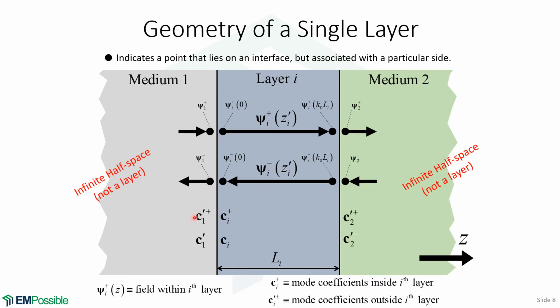We have our mode coefficients for this medium 1. We have our mode coefficients for this medium 2. And likewise, the psi here represents the fields immediately at the interface. We're not writing them as a function of z because we really don't care what they look like as we work away. We just care what the external fields are immediately at the interface. So this is the geometry that we will proceed with for our formulation.